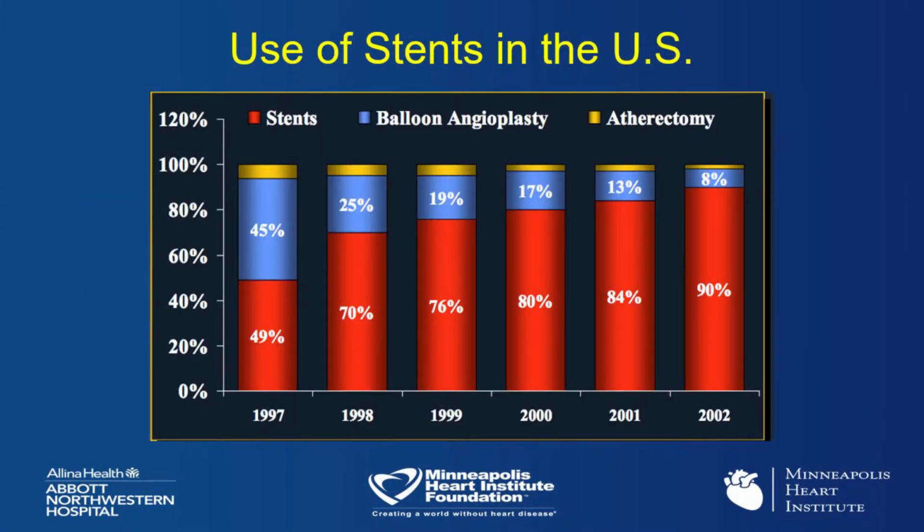And you can see in the United States, the overwhelming majority of angioplasty procedures are done with stents. It is exceedingly rare that we just balloon an artery and don't put a stent in it. Usually it's because the vessel is too small, or for whatever other reason is not suitable for a stent. But that is the exception, not the rule.